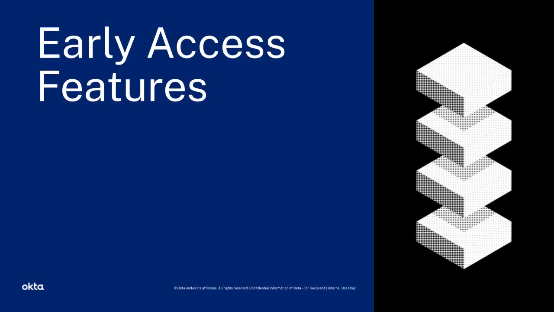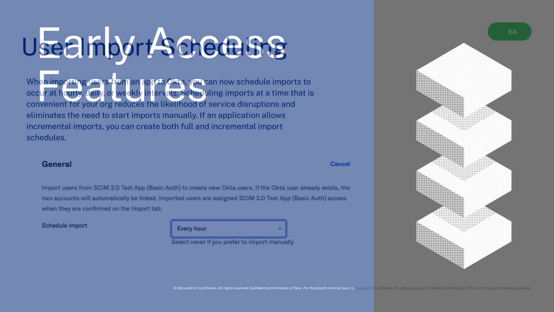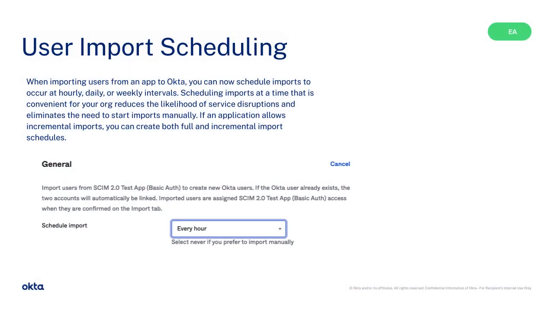Finally, let's discuss our early access features. When importing users from an app to Okta, you can now schedule imports to occur at an hourly, daily, or weekly interval. Scheduling imports at a time that is convenient for your org reduces the likelihood of service disruption and eliminates the need to start imports manually. If an application allows incremental imports, you can create both full and incremental import schedules.